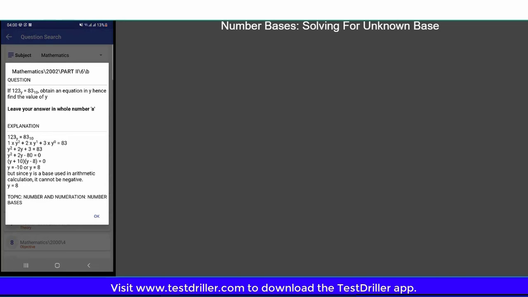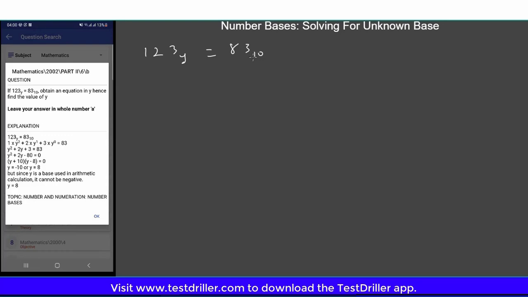So the question says, if 123 to the base y is equal to 83 to base 10. So the question says we should obtain an equation in y, and we should also solve for the value of y. So in this case, we are actually looking for an unknown base. We don't know the base, which is y. So how do we go about this?